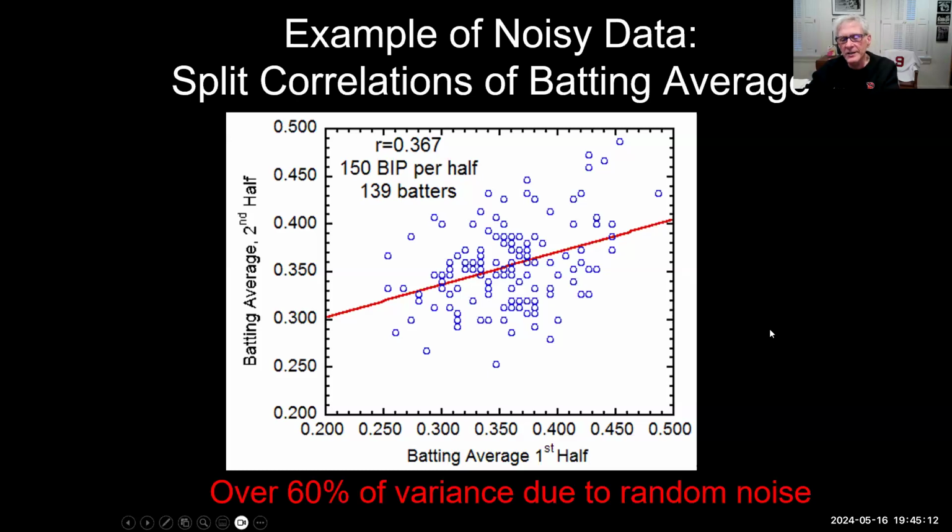Oh, sorry, I said that wrong. If you look at the total variation among these different players in batting average, over 60% of that variation is due to noise. Only 40% of it is due to the actual signal, the skill level.